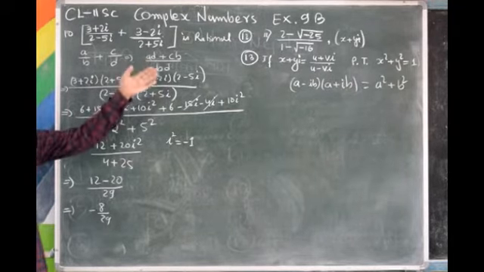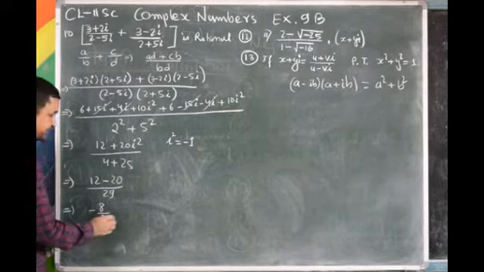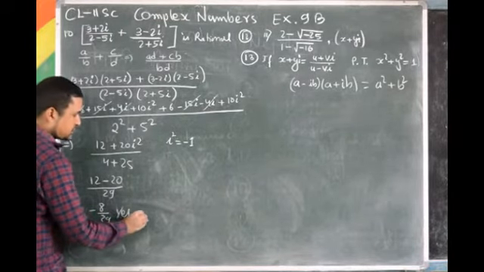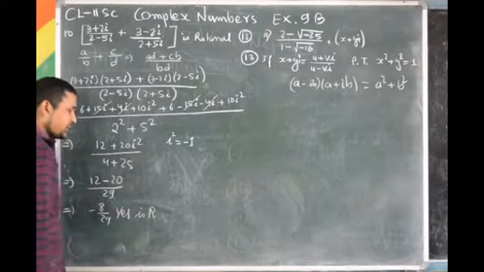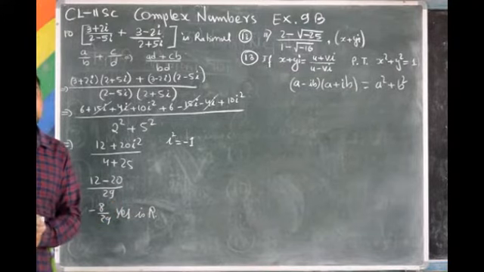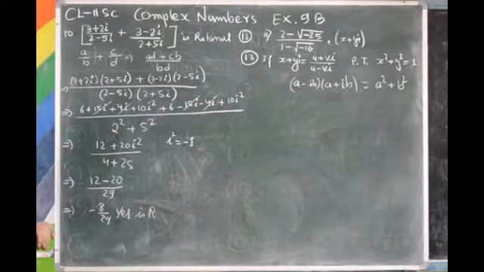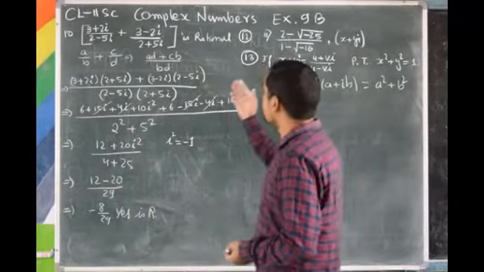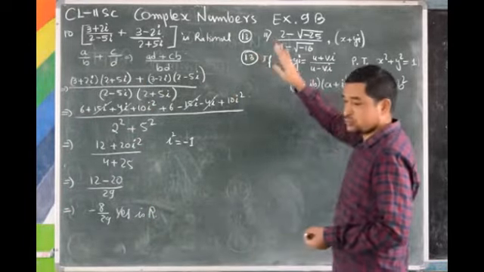The question asked to check whether it is rational or not. It is yes, a rational number. If the i is there, then it is called imaginary. If the number is without i, it is called a rational number. Now similarly, question number 12.